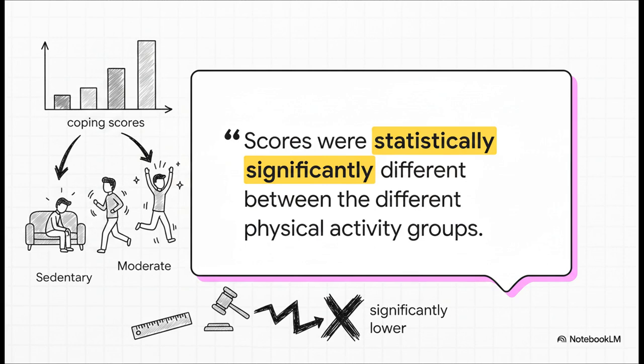And the final verdict was crystal clear. The study concluded there was a statistically significant difference between the groups. Basically, our rank-based judge lined up all the stress coping scores from best to worst and found that the people in the sedentary group consistently had their scores ranked way lower than the people in the moderate and high activity groups. It looks like exercise really did make a difference.